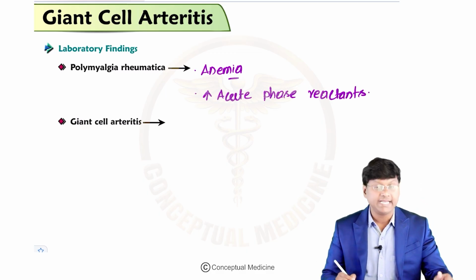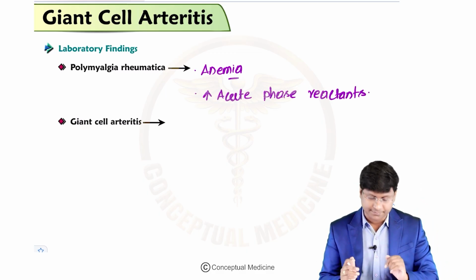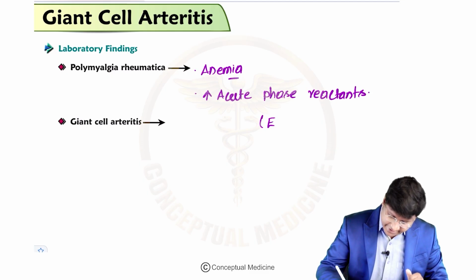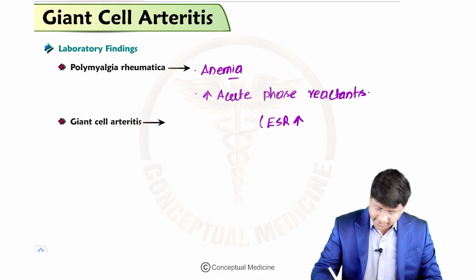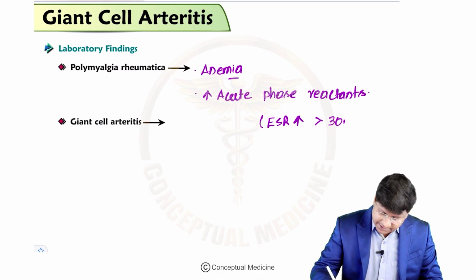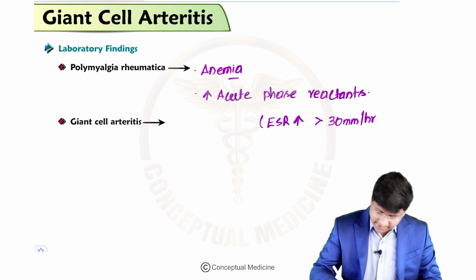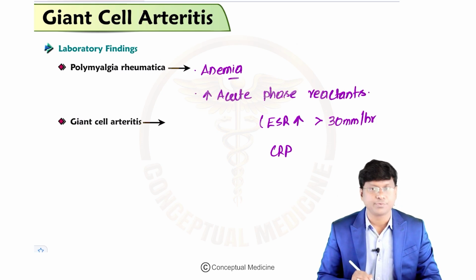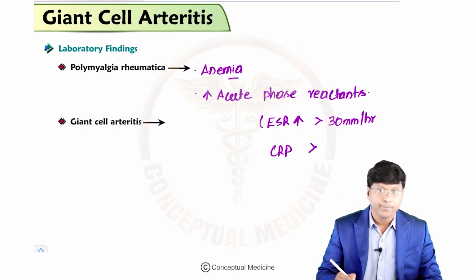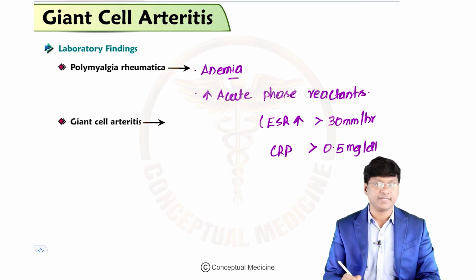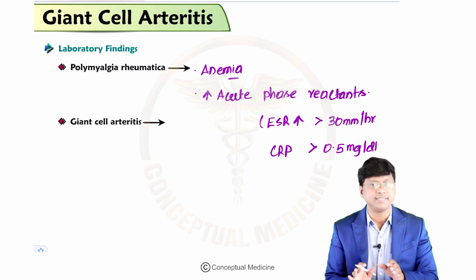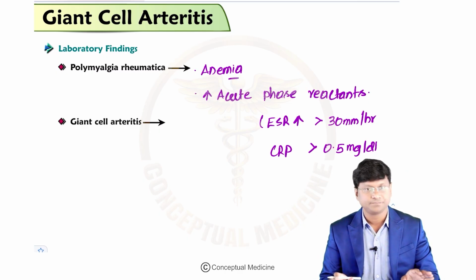Right, there will be elevated acute phase reactants. That is, there will be elevated ESR, and ESR is more than 30 millimeters per hour. And CRP, that is C-reactive protein, should be more than 0.5 milligrams per deciliter. So this is what is present in most of the cases.